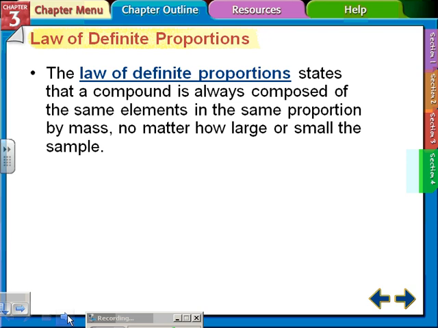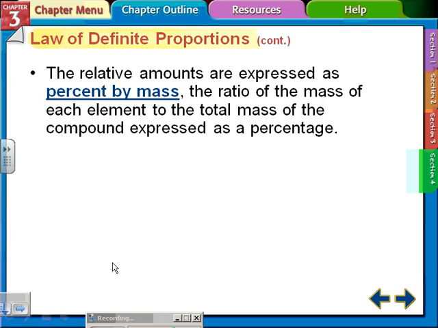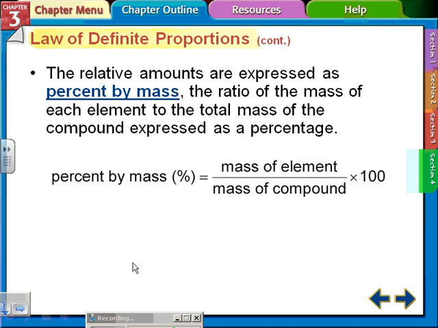Water always has the chemical composition H2O, and that means there are always two hydrogens and one oxygen for every water molecule. The relative amounts are expressed as percent by mass. So the ratio of the mass of each element to the total mass of the compound is expressed as a percentage. So if we're going to find the percent by mass of oxygen in water, you would take the mass of oxygen divided by the total mass of the compound and multiply that by 100.